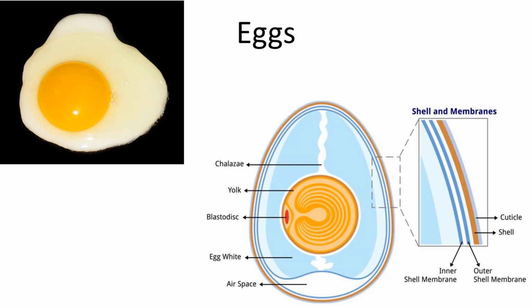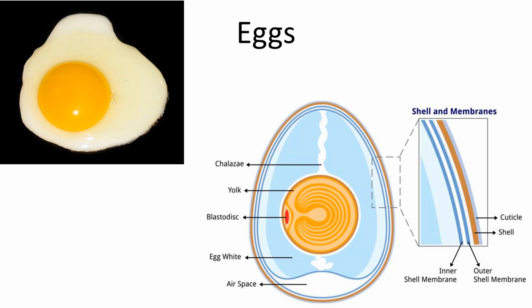So the shell is covered by a cuticle. This is a waxy coating that allows oxygen and carbon dioxide through, but largely prevents water from getting through. And just inside the shell are two membranes, the outer and inner shell membranes. These help keep the contents of the egg inside, as well as provide a small airspace to allow exchange of oxygen and carbon dioxide between the embryo and the outside world.